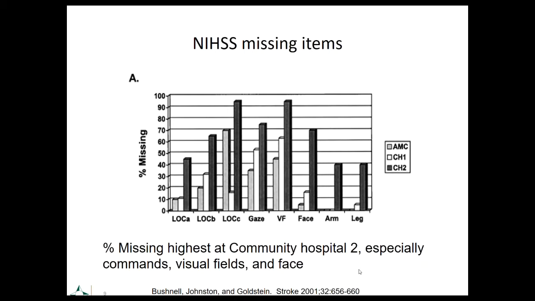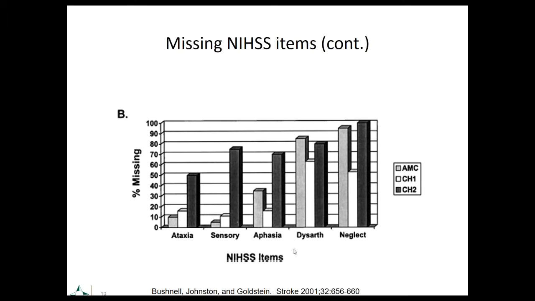So one of the other things we did was document the number of missing items, and you can see the percent missing was highest at Community Hospital 2, shown in the darkest gray vertical bar. And this was true especially for level of consciousness commands, for visual fields, and for the face symmetry. So also you can see there's more missing across the entire set of items shown here in this slide. And then that was also very true for neglect. But you see that even the academic medical center patients did not commonly have neglect documented.